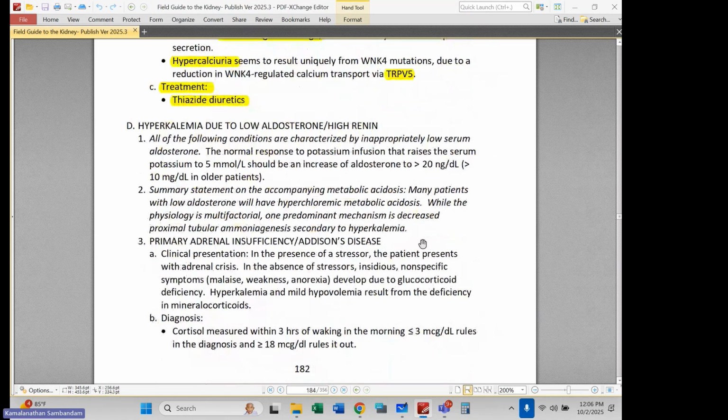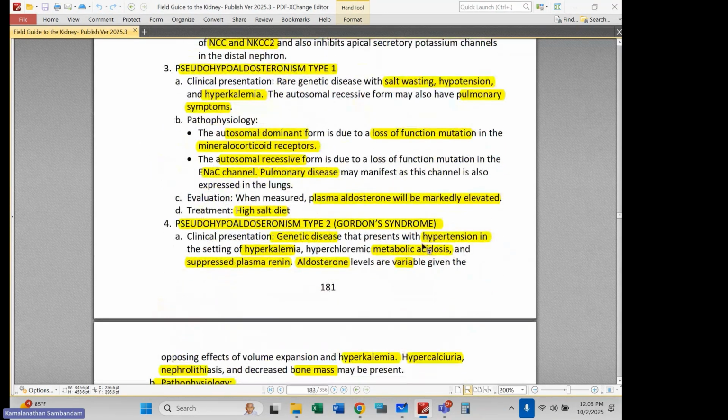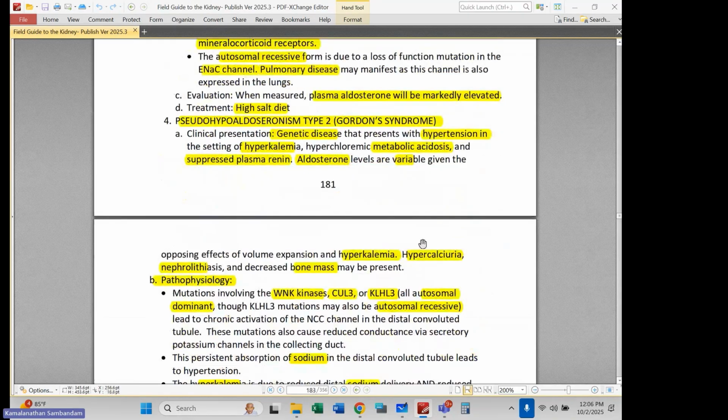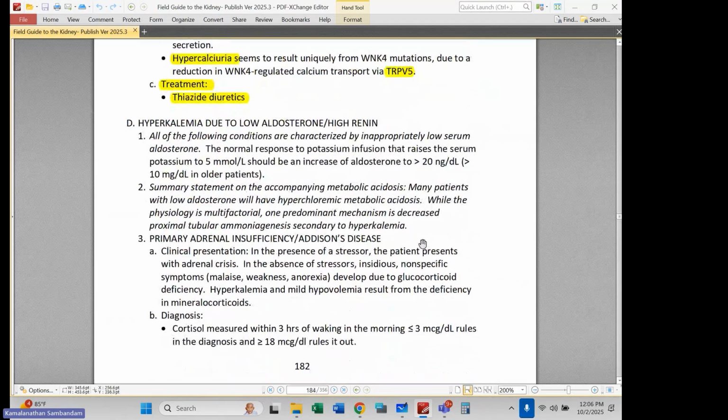All right, guys. We were trying to get to the end of hyperkalemia before switching gears over to hypokalemia. And I believe where we ended was on pseudohypoaldosteronism type 2, that is Gordon syndrome. Let's continue trucking along to other branches on the tree.